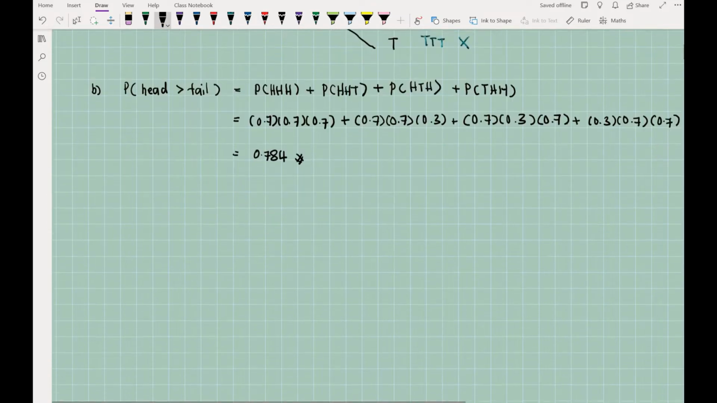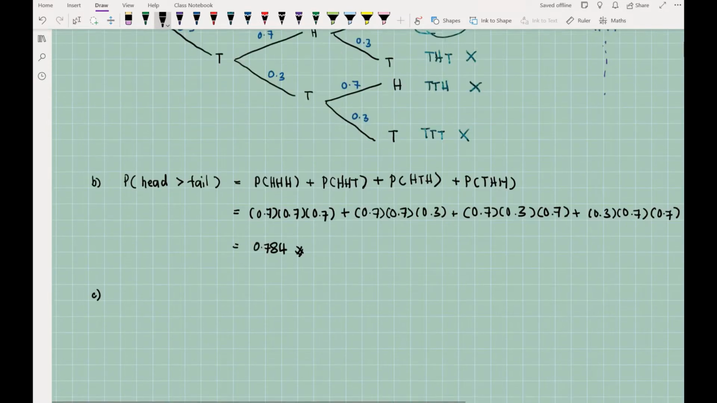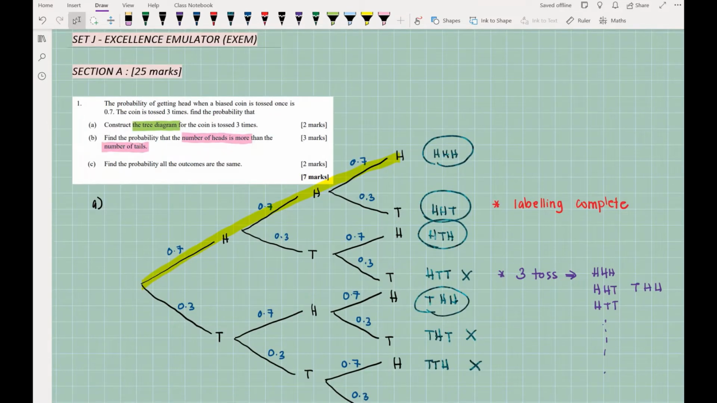Okay, so settle untuk soalan B. Now let's take a look at question C. The question asks you to find the probability that all the outcomes are the same.